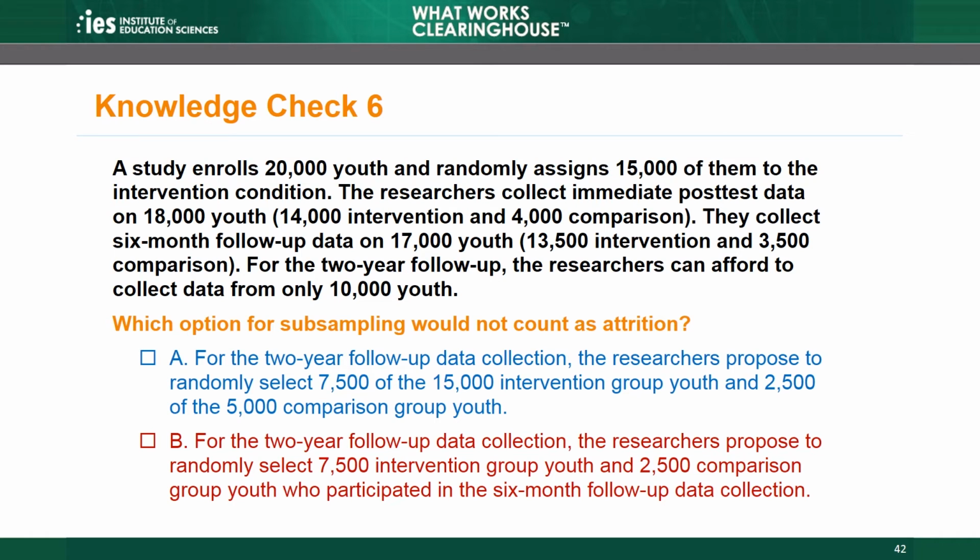The researchers proposed to select from among the youth who responded to the 6-month follow-up. Because this is not a subsample from the original sample, the researchers are not applying the subsampling consistently across groups. The WWC would assess attrition at the 2-year follow-up time point relative to the 20,000 youth who originally went through random assignment.